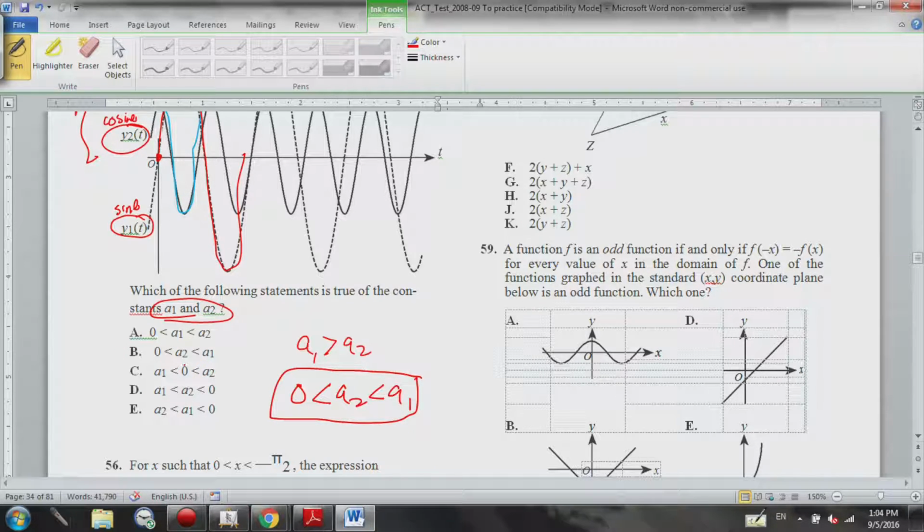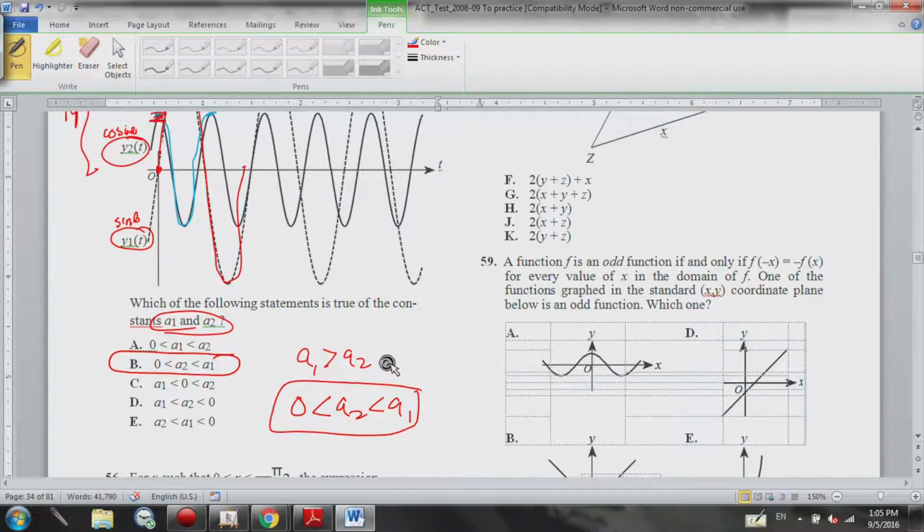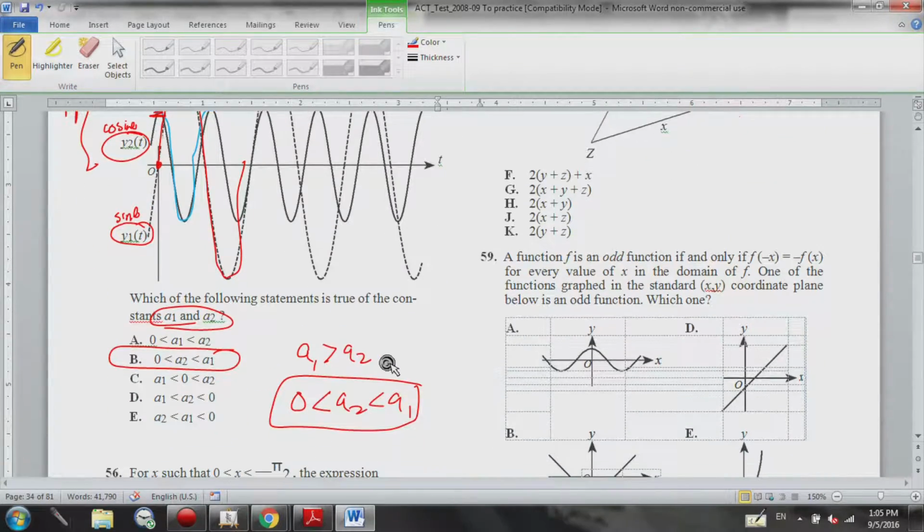So that's the answer here, because A1 is the biggest. Okay, like that. All right. So that's some basics of sine and cosine curves.